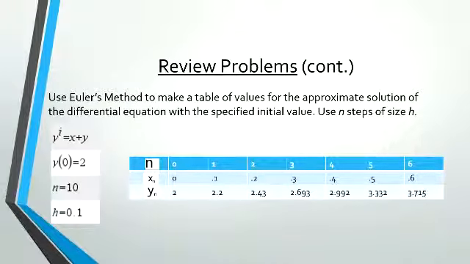The third gives you 0.3 and 2.693. Fourth gives you 0.4, 2.992. 0.5, 3.332 for number 5. And 0.6, 3.715 for number 6. And we're done.